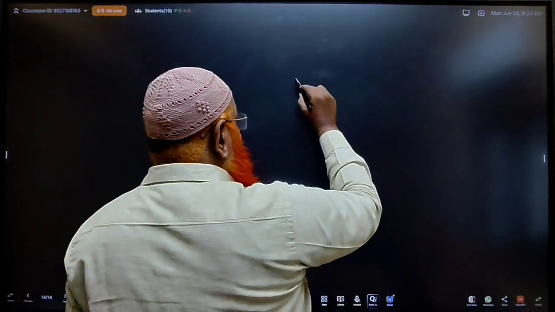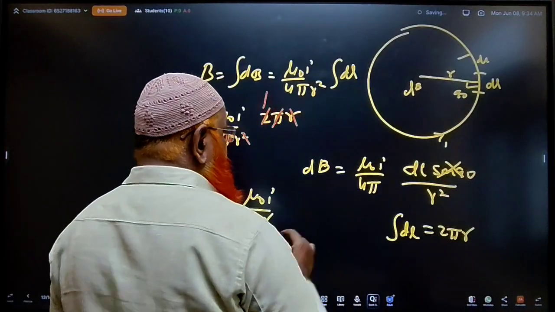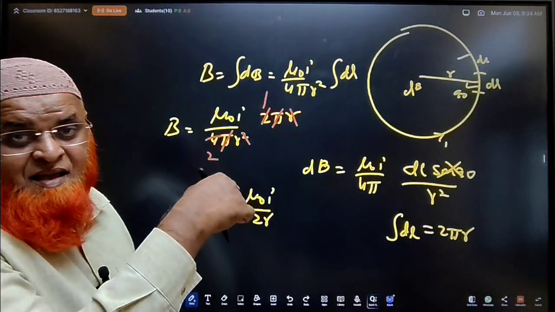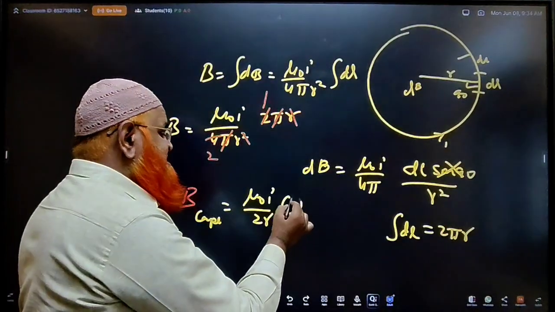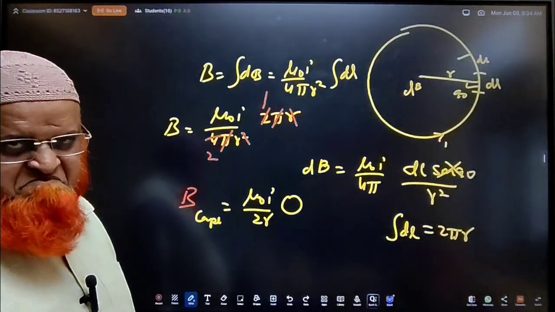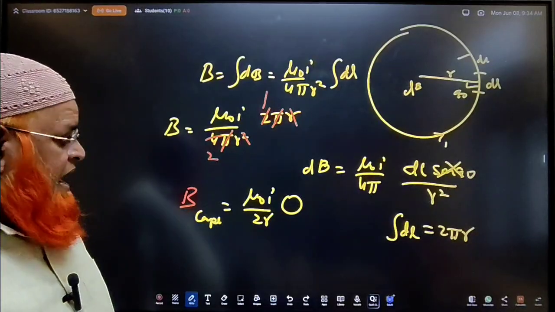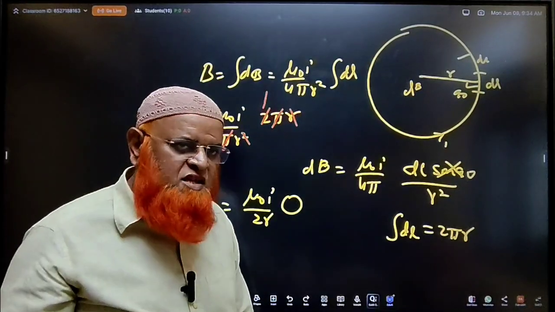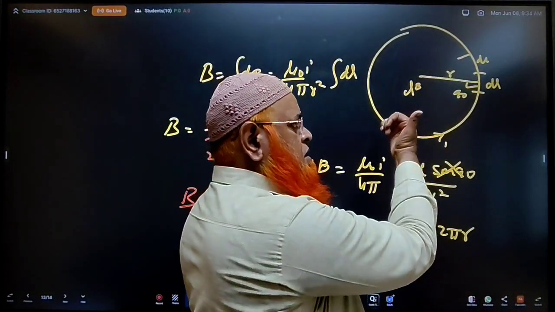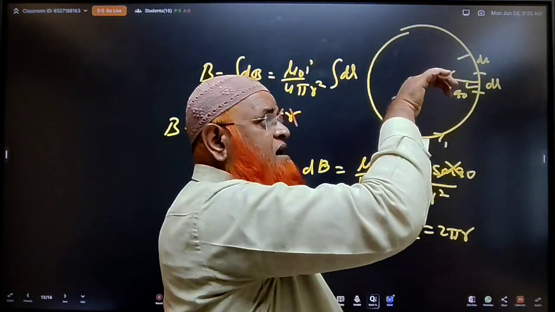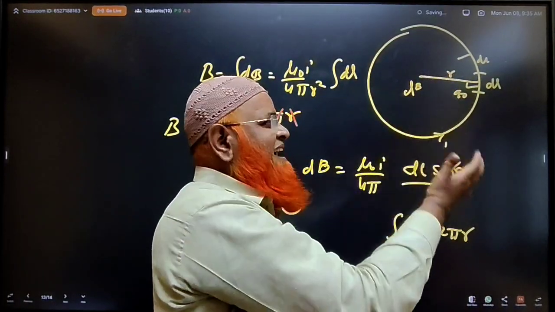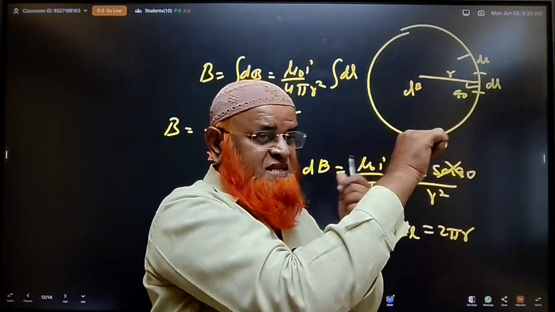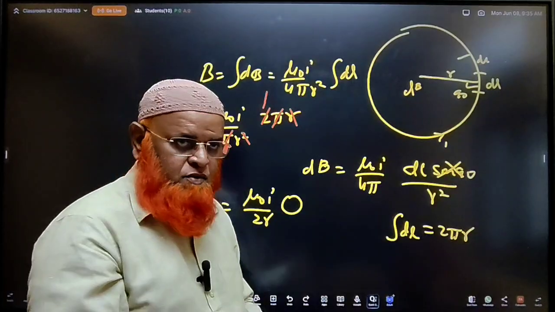Now, if I take a half circle, one more thing I forgot: if the current is in an anti-clockwise direction, is the field out or in? Anti-clockwise is out, so out means dot. Clockwise is in. If you don't remember anything, see this one. Clock, thumb is inside. Anti-clock, out, dot. Clock, in. Is it clear? Thumb is inside. That's it.